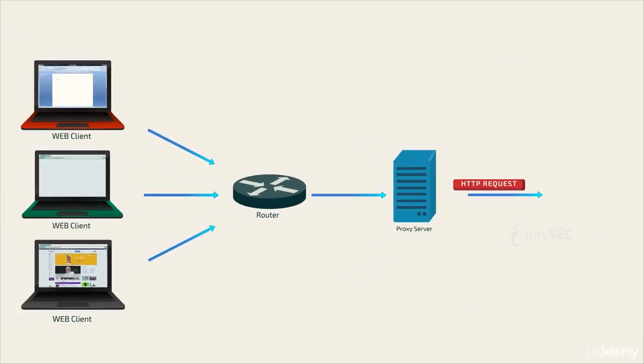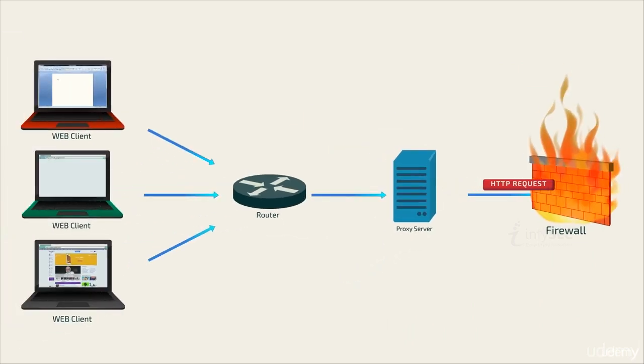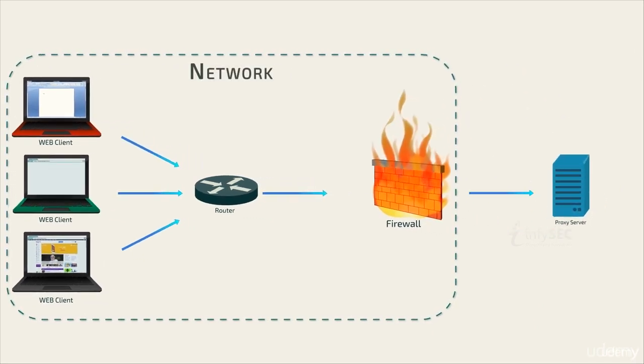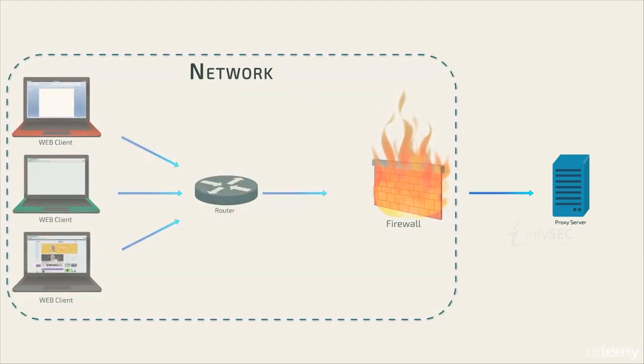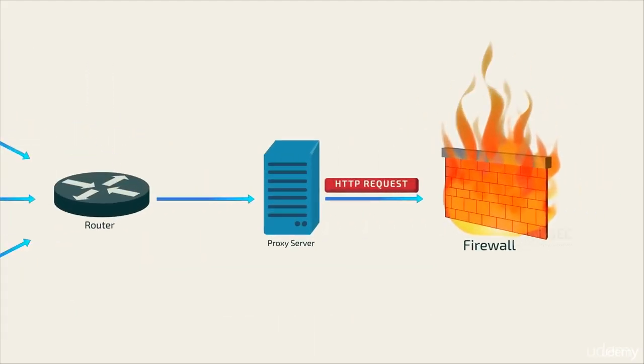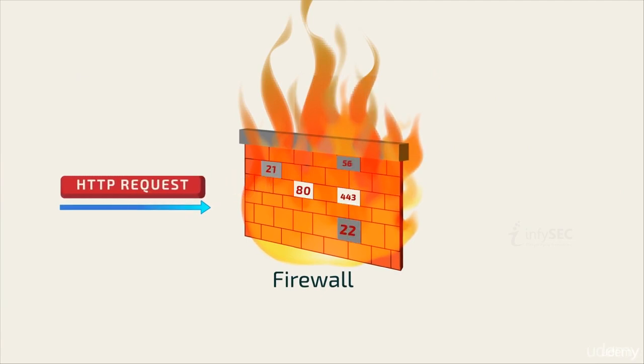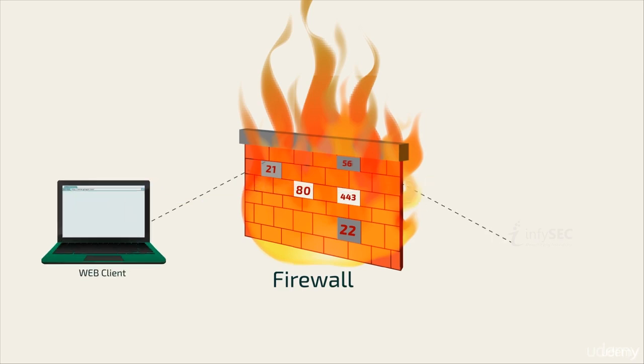Generally, the request is forwarded to the firewall, but in some cases the proxy is placed after the firewall, that is, outside the network, in order to conceal the identity of the network. Now the request is passed on to the firewall that is conventionally designed to control ports and is allowed to gain access between the clients and the server.